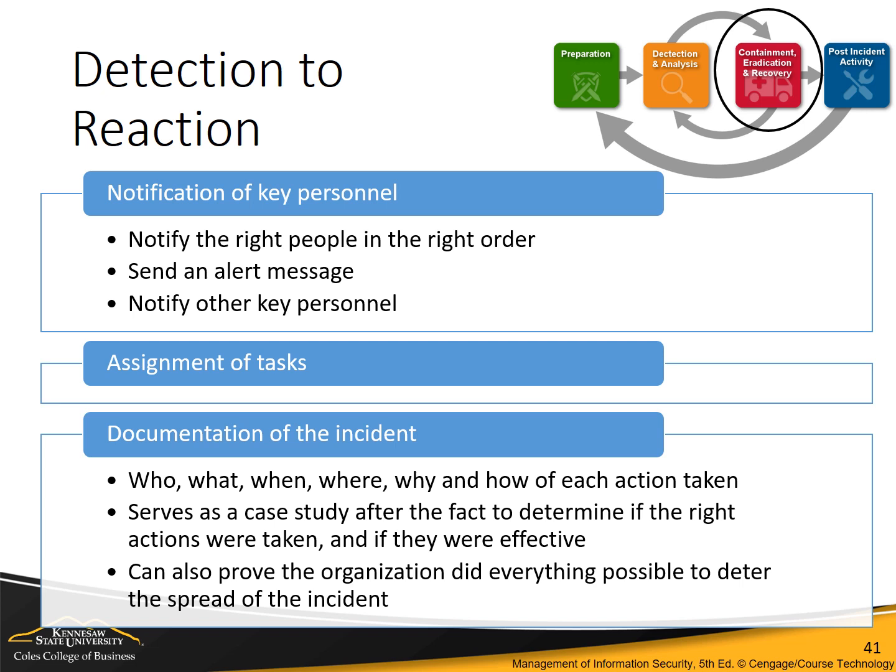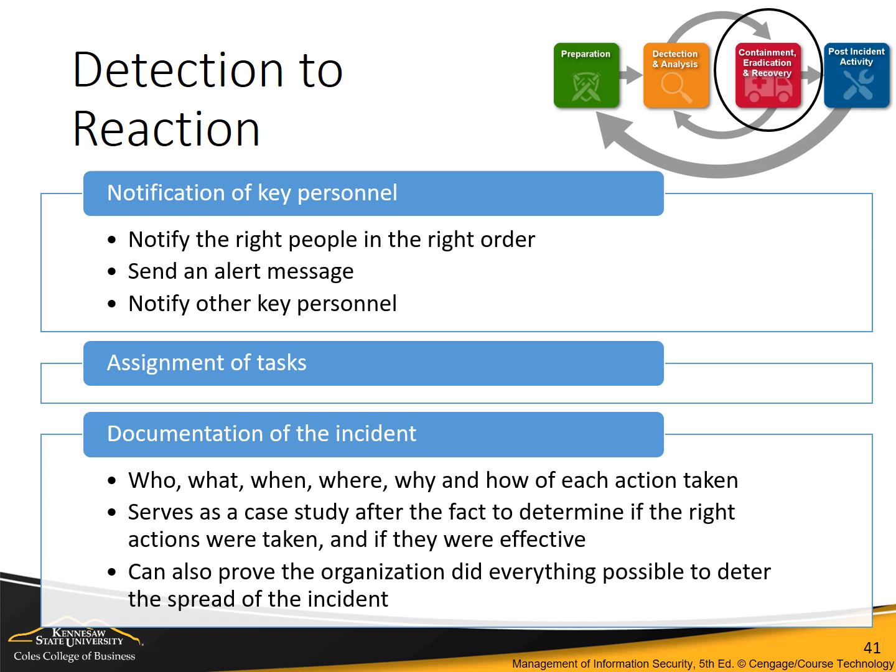First is clear and unambiguous notification of key personnel. As soon as an incident is declared, the right people must be immediately notified in the right order. An alert roster may be used, which is a document containing contact information and sequential and/or hierarchical notification order. The alert message is a scripted description of the incident. Other key personnel must also be notified of the incident only after the incident has been confirmed, but before media or other external sources learn of it.